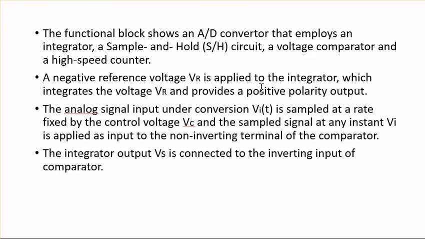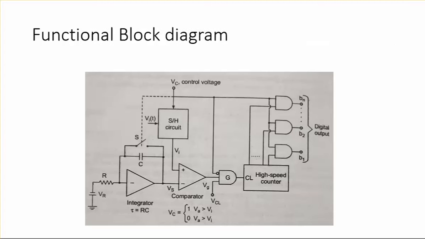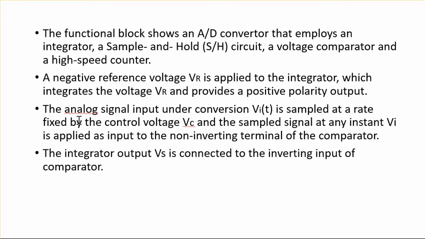This reference voltage is applied to the integrator, and that is going to integrate the voltage VR, and it is going to provide a positive polarity output. This is the integrator, and the integrating factor is going to be tau equal to R times C. Then the analog input signal which is under conversion is named Vi of t. That will be sampled, as I said earlier, by the sample and hold unit.